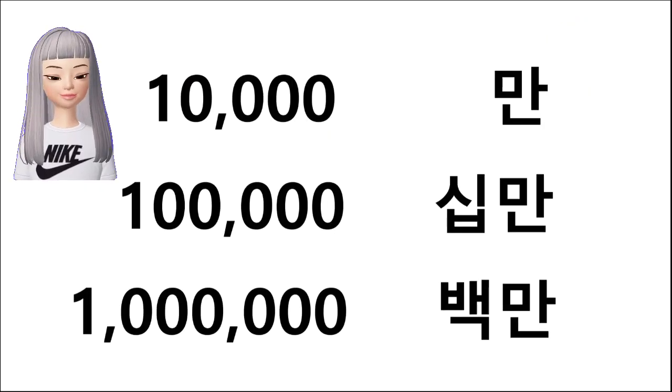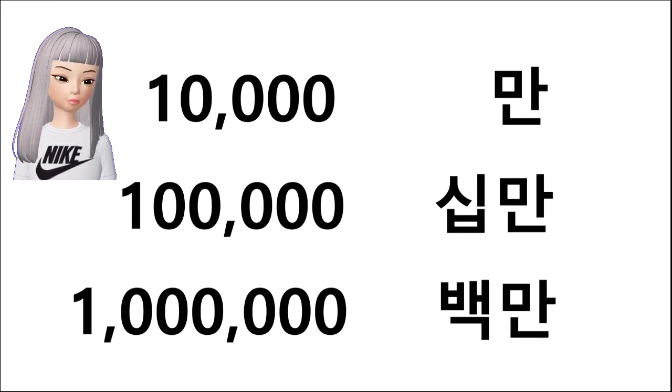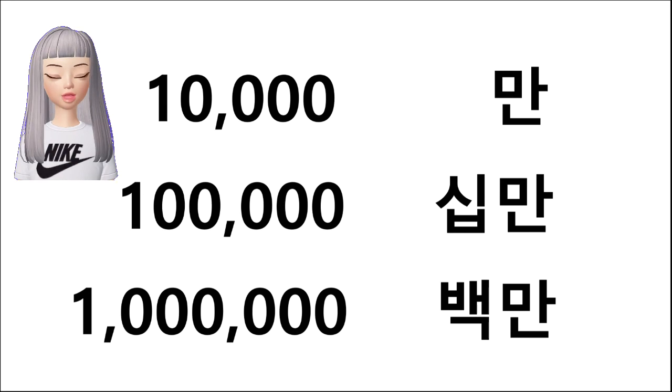Bigger digits after 1,000 go like this. So 10,000 is 만. 100,000 is 10만. 1 million is 100만. And the same logic applies. Though the numbers get bigger, the pattern repeats. So if you know the basics that you've already learned today, you'll be able to make larger numbers easily.